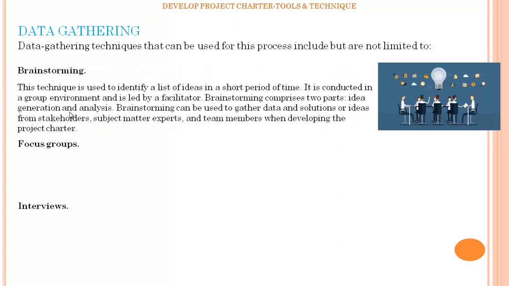It is conducted in a group environment and is led by a facilitator. Brainstorming comprises two parts: idea generation and analysis. Brainstorming can be used to gather data and solutions or ideas from stakeholders, subject matter experts, and team members when developing the project charter. This diagram is an example of brainstorming.